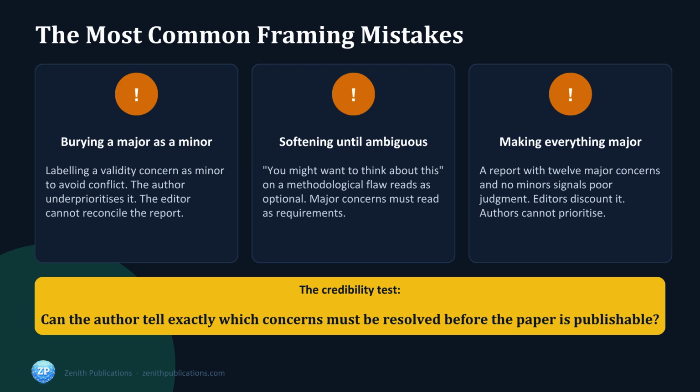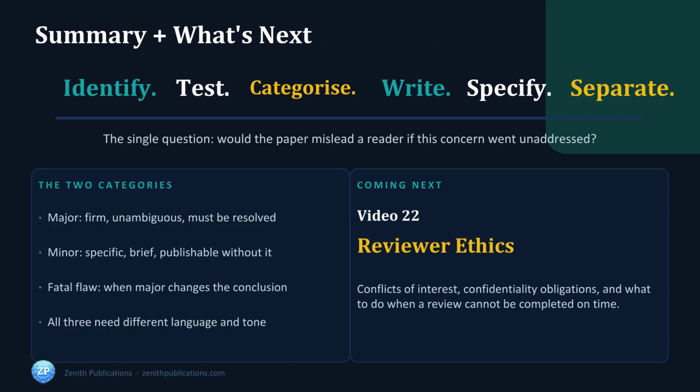Marking everything as major. A report where every concern is labeled major signals that the reviewer has not thought carefully about severity. Editors discount these reports and authors cannot prioritize their revision. The credibility test: can the author tell, from reading the report, exactly which concerns must be resolved before the paper is publishable? The sequence: identify the concern, apply the test, categorize it correctly, write it with the right level of firmness, and keep majors and minors clearly separated.